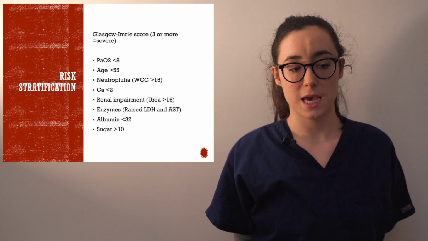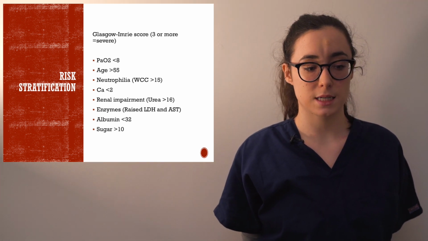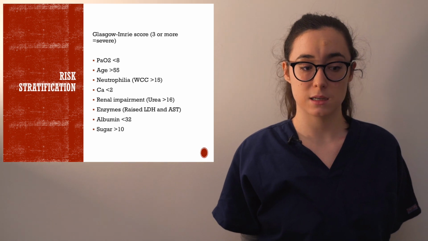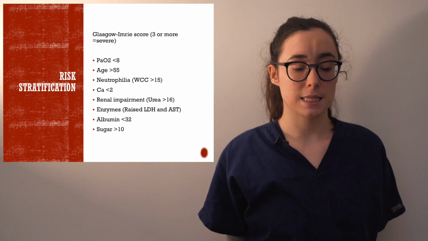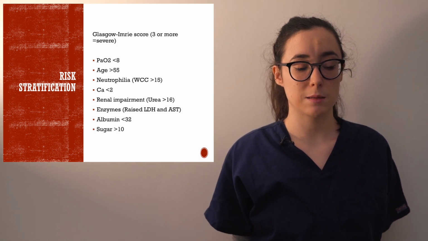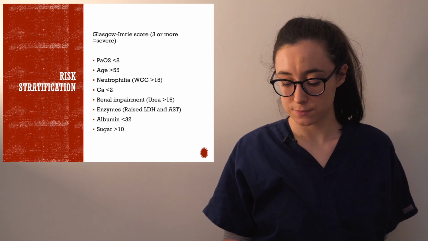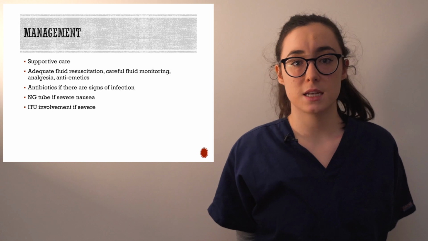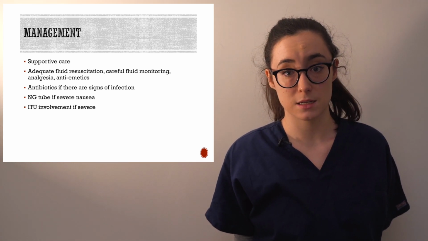So P is PaO2 of less than 8, A is age more than 55, N stands for neutrophilia, C is calcium of less than 2, R is renal impairment, E is enzymes including a raised LDH and AST, A is albumin of less than 32, and S is sugars of more than 10. And again, a score of 3 or more indicates a need for more senior support.